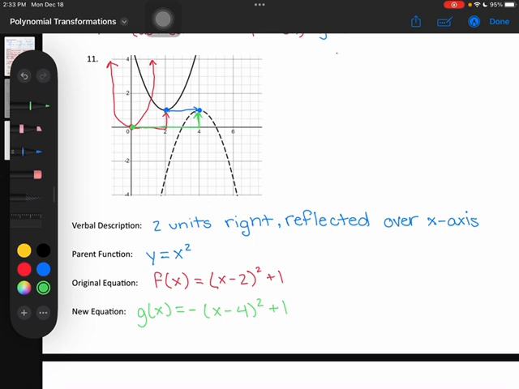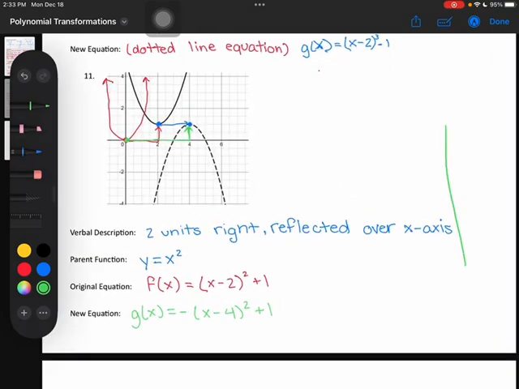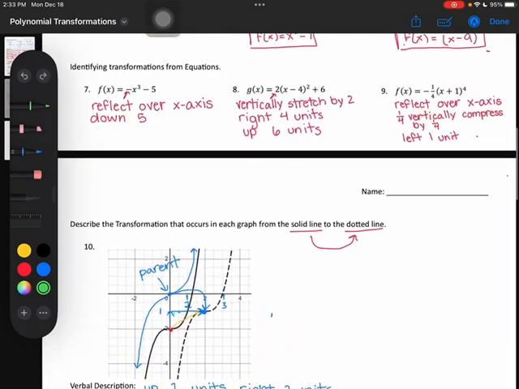Alrighty. So hopefully this was a helpful review on how to transform polynomials and showed you that we can do it no matter what.